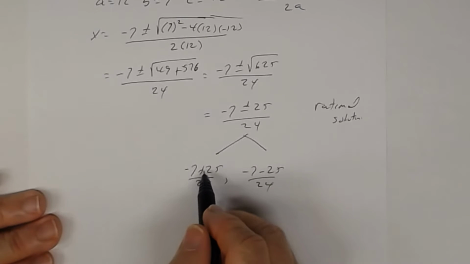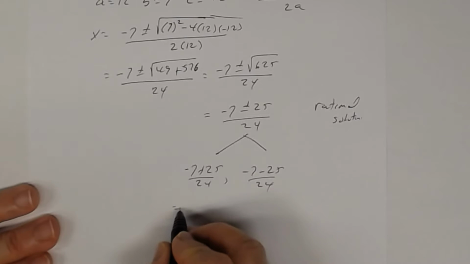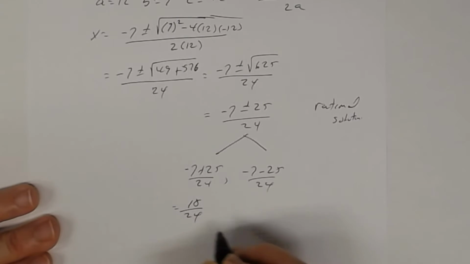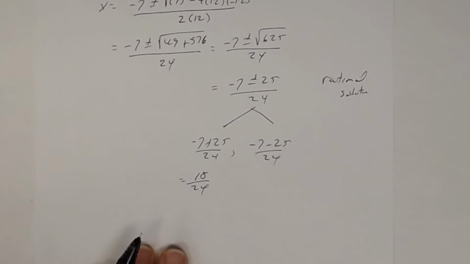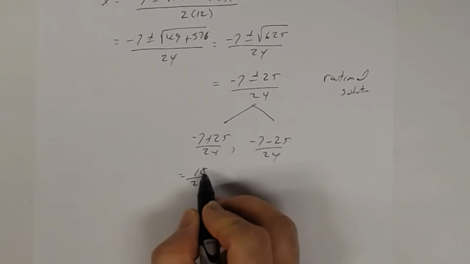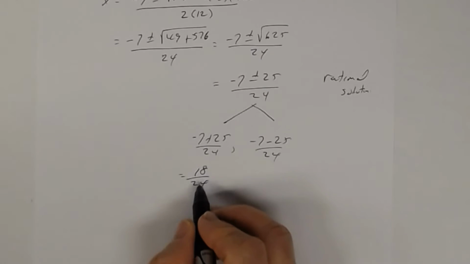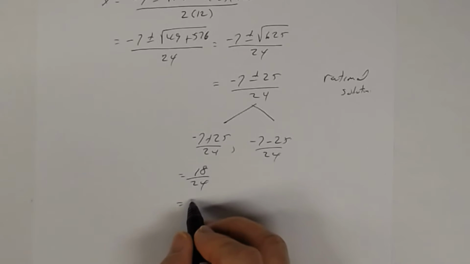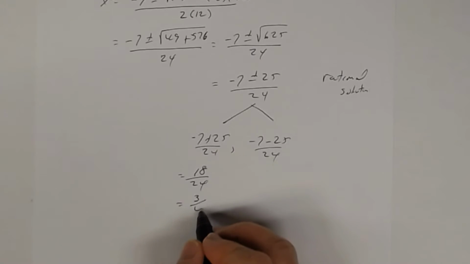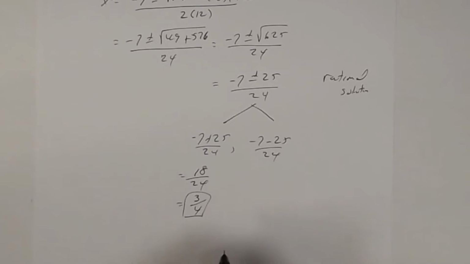Then let's go ahead and simplify the numerator. Negative 7 plus 25 is 18 divided by 24, right? Oops, not 18. Let's say 25 minus 7. Yep, 18. All right, 18 divided by 24. And then I can reduce this, correct? They're both divisible by 6, so reduce if you can. 18 divided by 6 is 3, 24 divided by 6 is 4. So you get 3/4. There's one of your rational solutions. 3/4 is a rational number.